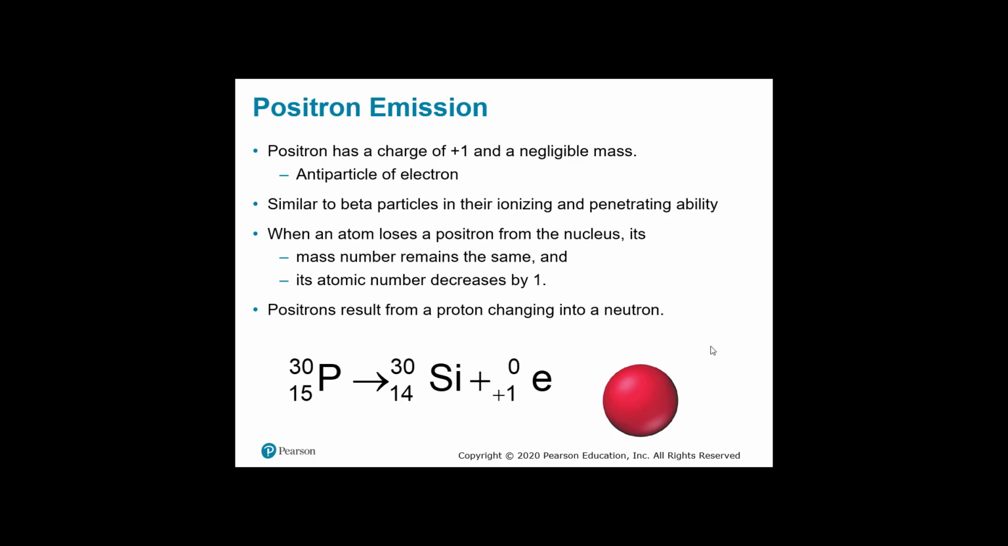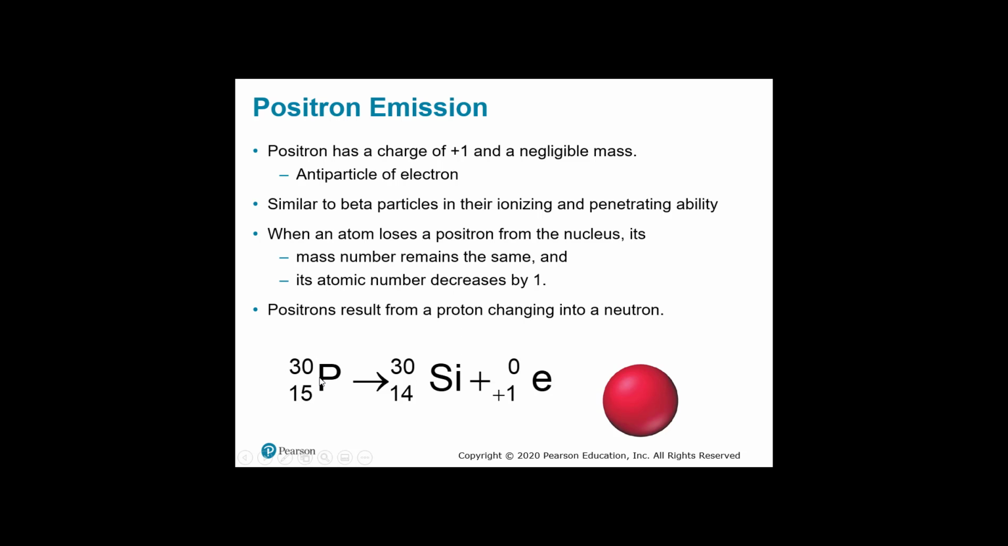It's similar to beta particles in their ionizing and penetrating abilities. When an atom loses a positron from the nucleus, its mass number remains the same. That's why you see a 0 there. And its atomic number decreases by 1. So a positron is an antimatter, that's another word they use, equivalent of an electron, has all the same properties of an ordinary electron, except that it has a +1 charge instead of a negative charge. And it results from a proton changing into a neutron.